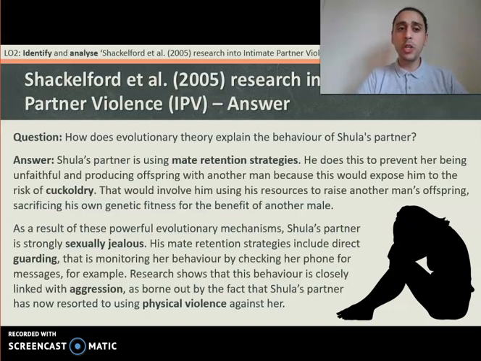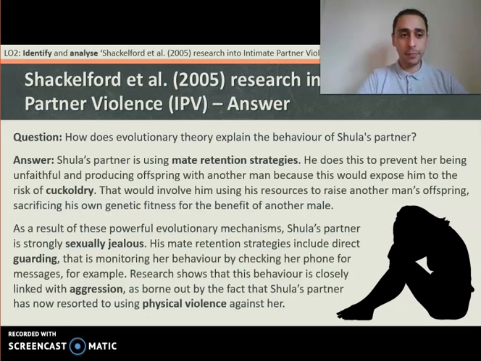Shula's partner is using mate retention strategies, right? It's a strategy to retain your mate. So self-explanatory, really. He does this to prevent her being unfaithful and producing offspring with another man because this would expose him to the risk of cuckoldry. That would involve him using his resources to raise another man's offspring, sacrificing his own genetic fitness for the benefit of another man.